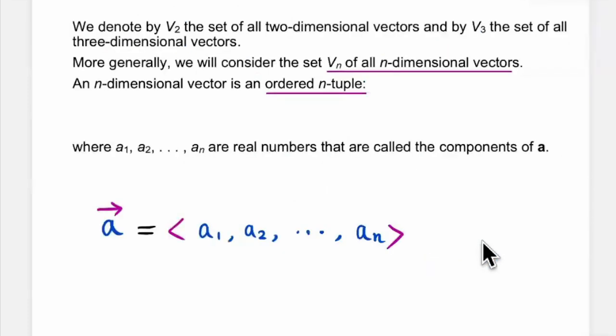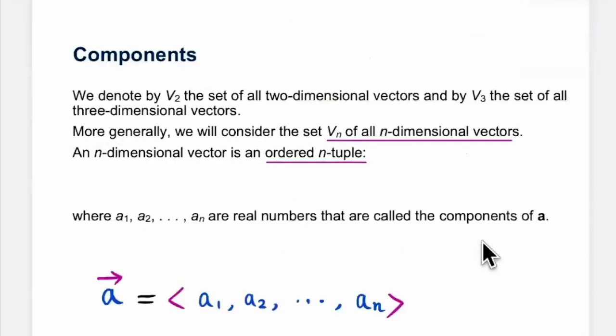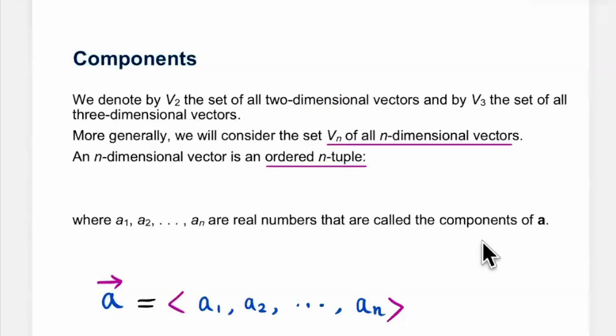Now, do you guys remember what R2 is? R2, or you call that R cross R, right? We call it R2. It's a plane, right? It's 2-dimensional. It's going to be a plane.